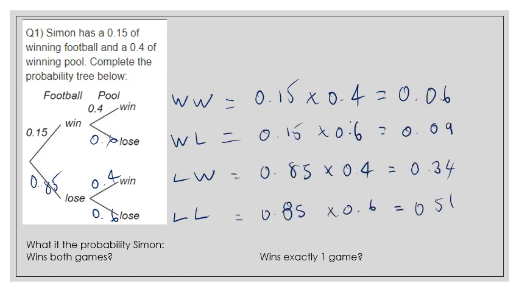Okay, so we filled in the rest of them again, remembering we're multiplying along the branches. We should be checking these 4 numbers should add up to make exactly 1. If any of these are bigger than 1, we know we've definitely made a mistake.